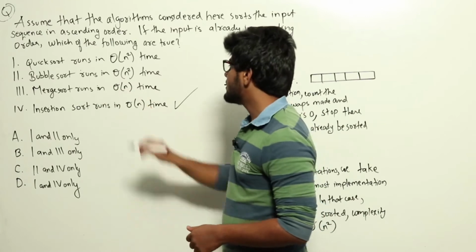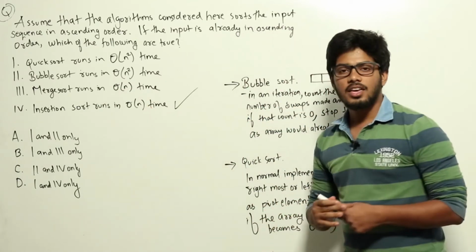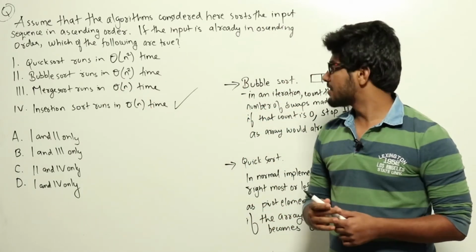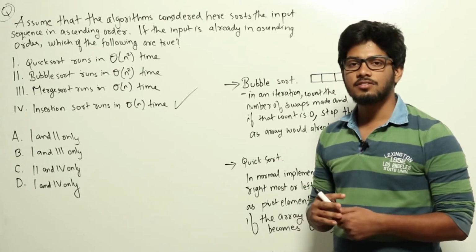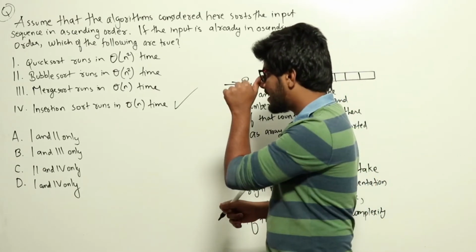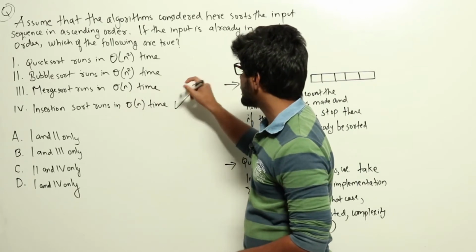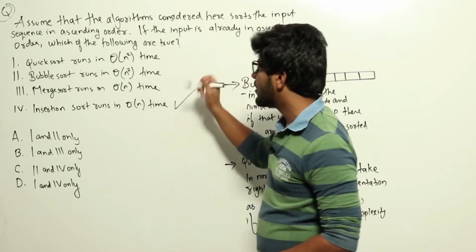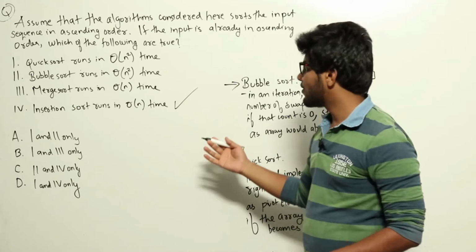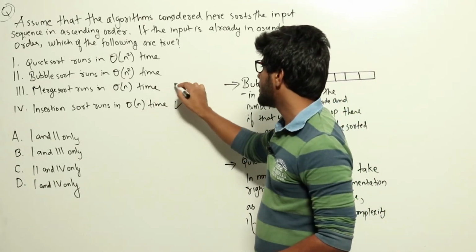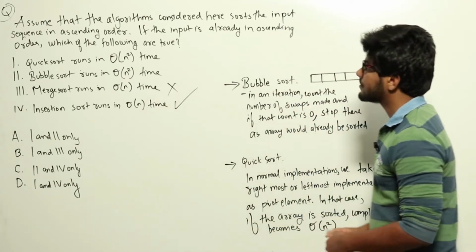Statement 3, Mergesort runs in theta n time. Now that is false. Even the best case of the Mergesort algorithm is theta of n log n. Saying that Mergesort runs in theta n time is false, because whether the array is sorted or not, it will always take n log n time. So this statement is false.